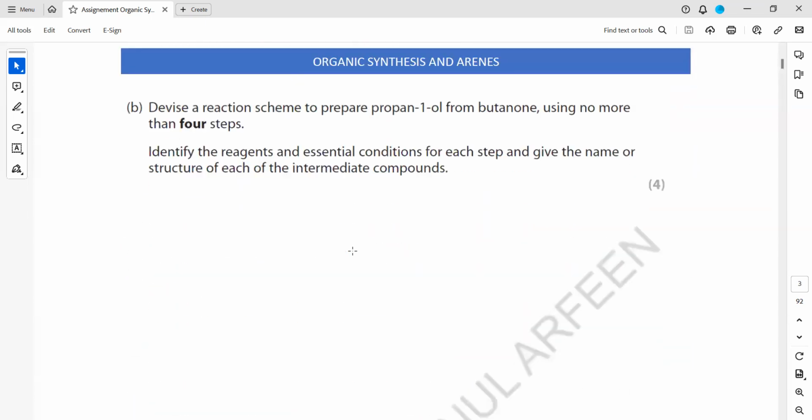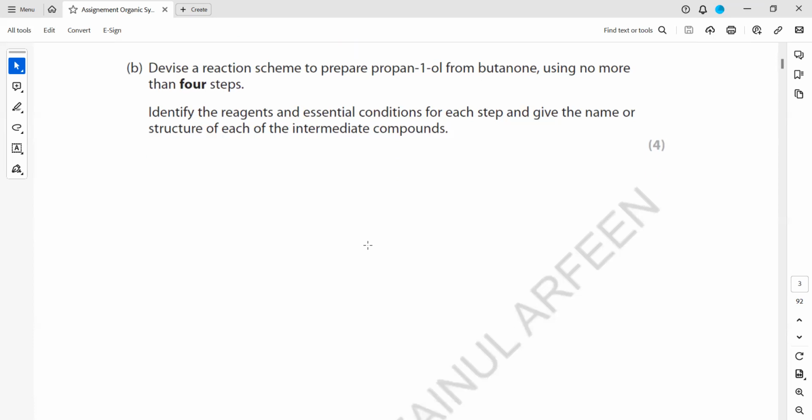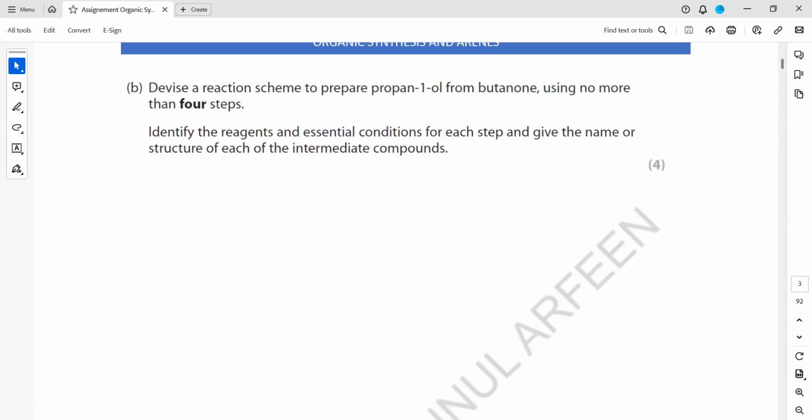Devise a reaction scheme to prepare propan-1-ol from butanol using no more than 4 steps. Identify the reagents and essential condition for each step. Look, first, as you can see, prop means 3 carbon and but means 4 carbon. So what we have to do? We have to reduce the carbon number as well here, from butanol to propanol, propan-1-ol. So definitely reduction must be done, and we have to reduce the number of carbons as well.